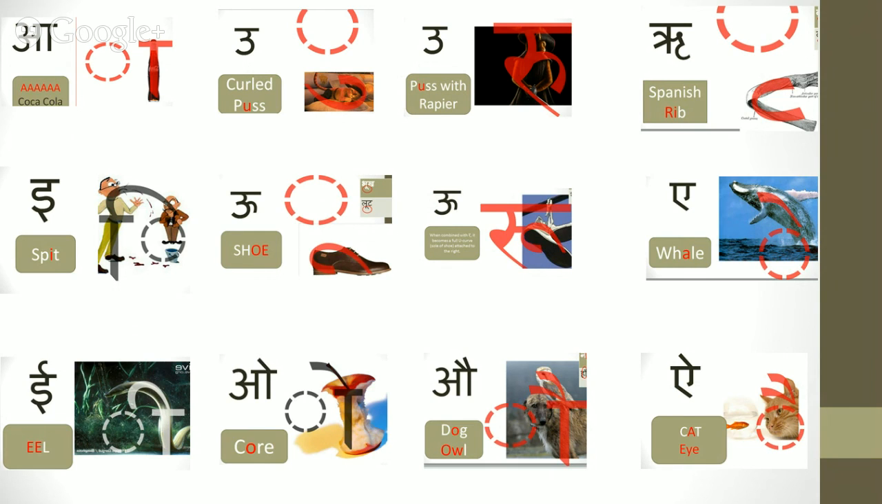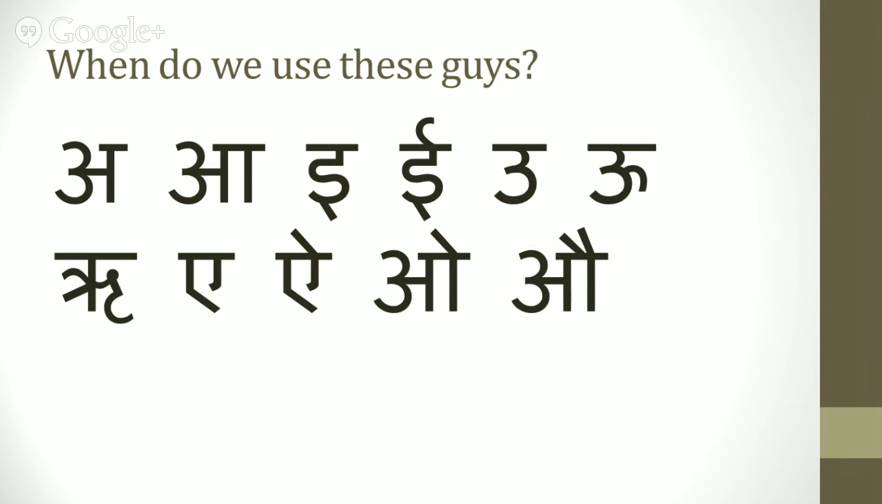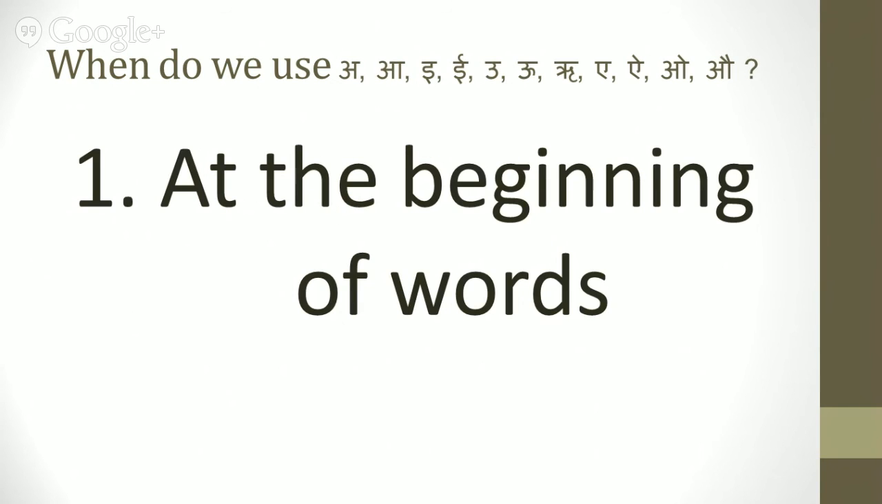Okay, so when do we use these guys? Remember, we already talked about this. You should know the answer. When do we use these guys? These guys are not discarded just because we know matras for them. So when do we use them? All right. At the beginning of words, like we said before, but why? Because there's no consonant in front of them.